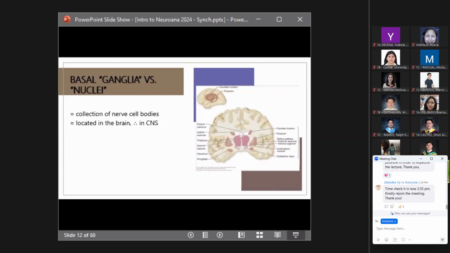Okay, next. One possible confusing terminology in particular is the case of the basal ganglia or basal nuclei. So this is a collection of nerve cell bodies.